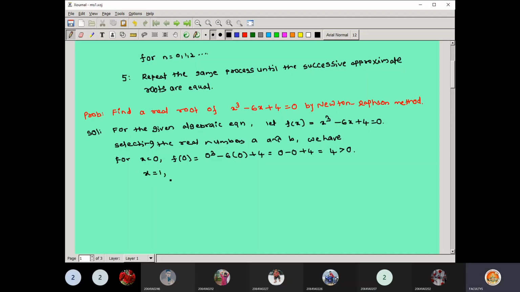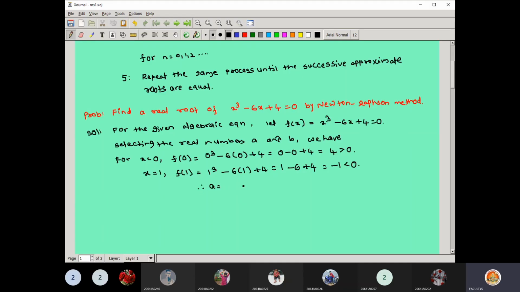Now you go for the next one, x equal to 1. f of 1 is 1 cube minus 6 into 1 plus 4, which is equal to 1 minus 6 plus 4. How much are you getting? 5 minus 6 is minus 1, which is less than 0. So wherever you get opposite signs of f of a and f of b, better you stop the process. What is the a value?